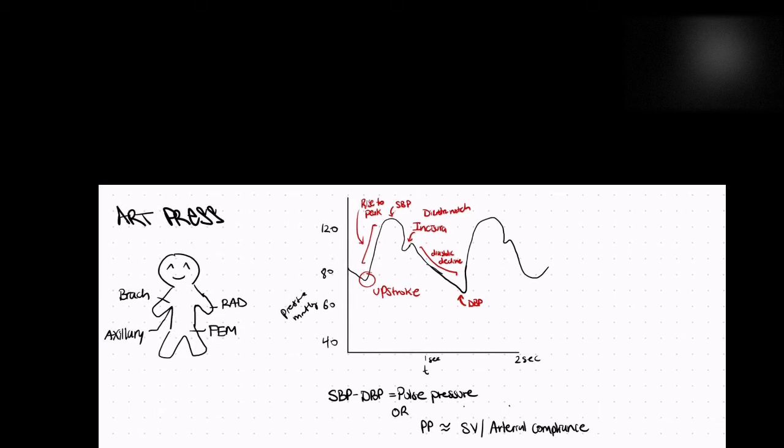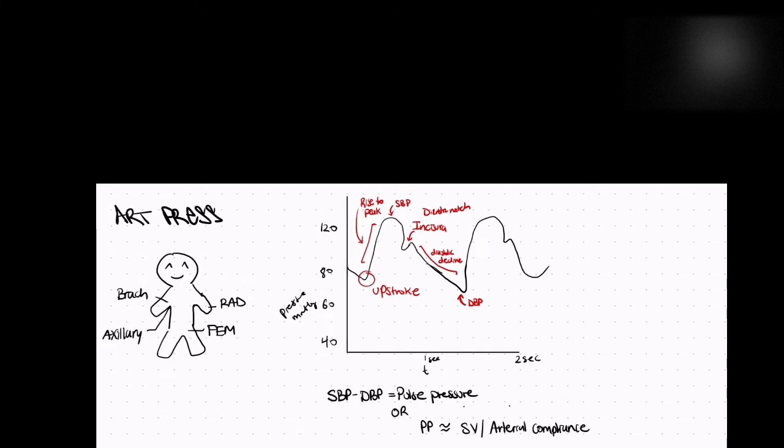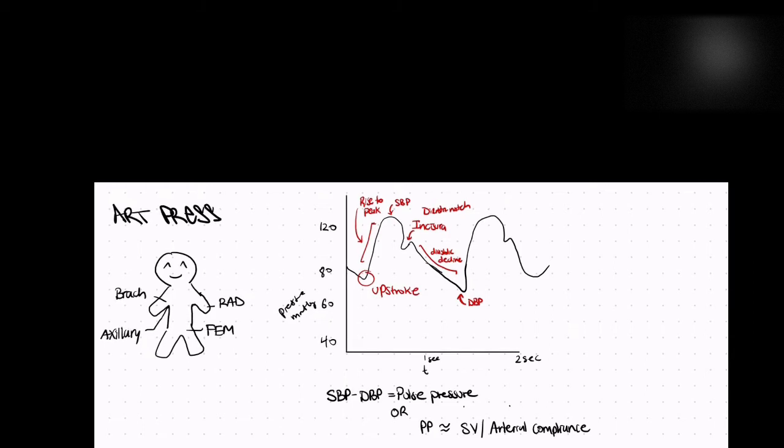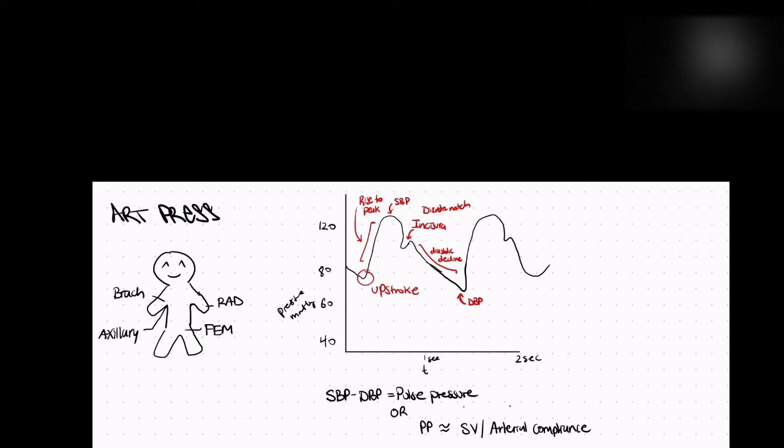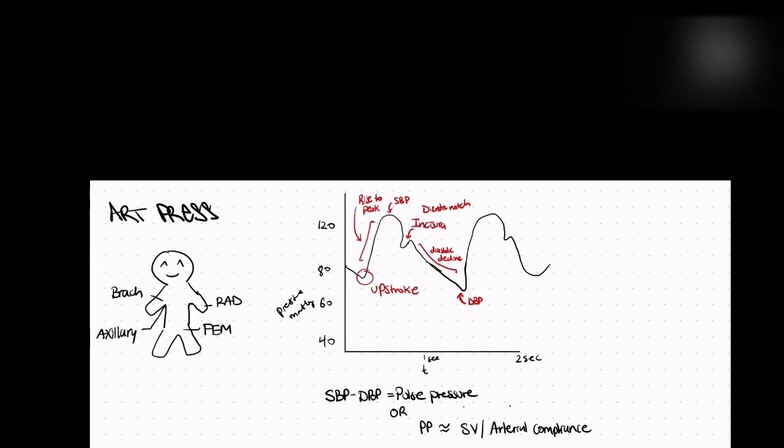They're either placed in the radial artery, the femoral artery, sometimes even the axillary. What you get is this cool looking picture over here towards the right, basically a graphical representation of the systolic blood pressure and the diastolic blood pressure. And once you subtract those two, you get a pulse pressure.